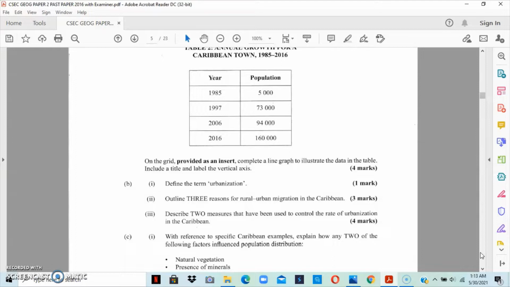3 reasons why persons move from the rural areas to the urbanized areas. So 3 push factors, right? Or pull. So employment opportunities. Persons migrate from the rural area because of the lack of jobs to the urbanized areas in search of jobs, because of employment opportunities that are offered in the urban areas.